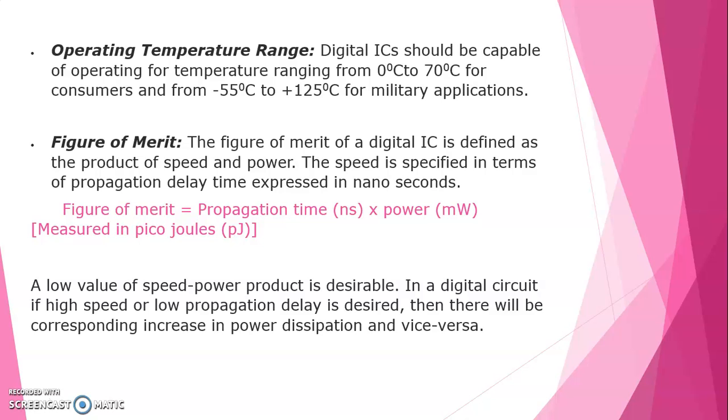Figure of merit. The figure of merit of a digital IC is defined as the product of speed and power. The speed is specified in terms of propagation delay time, expressed in nanoseconds. Figure of merit equals propagation time times power, measured in picojoules. A low value of speed-power product is desirable in a digital circuit. If high speed or low propagation delay is desired, then there will be a corresponding increase in power dissipation, and vice versa.